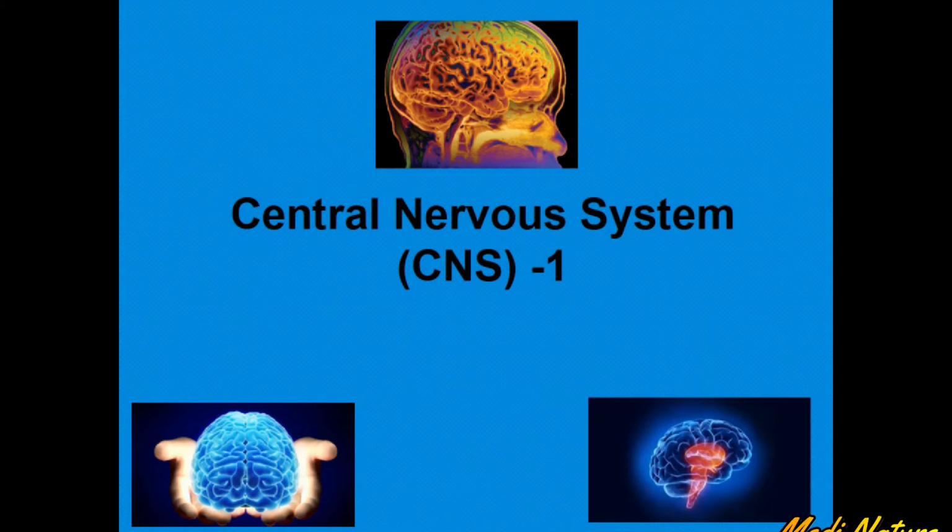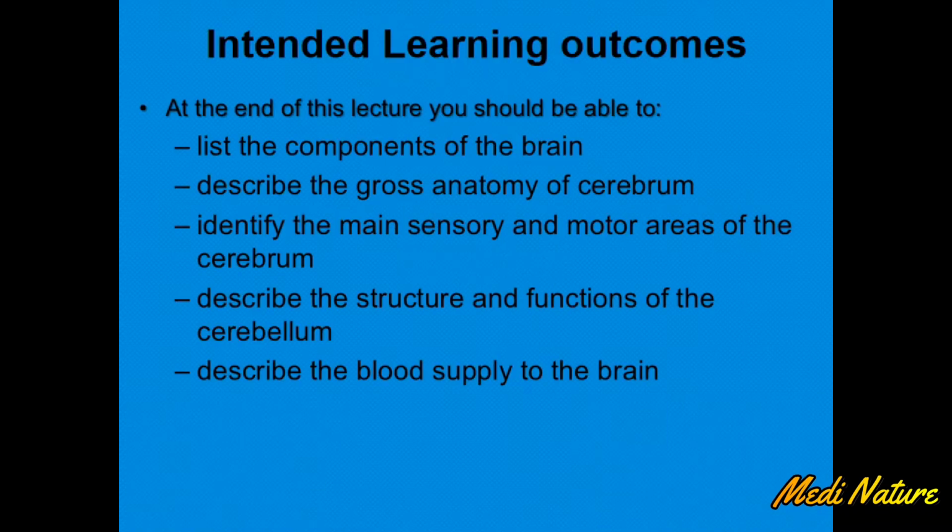So today we are going to learn about the central nervous system. These are the intended learning outcomes of this lecture. So at the end of this lecture, you should be able to list the components of the brain and describe the gross anatomy of the cerebrum, identify the main sensory and motor areas of the cerebrum, describe the structure and the functions of the cerebellum, and describe the blood supply to the brain.